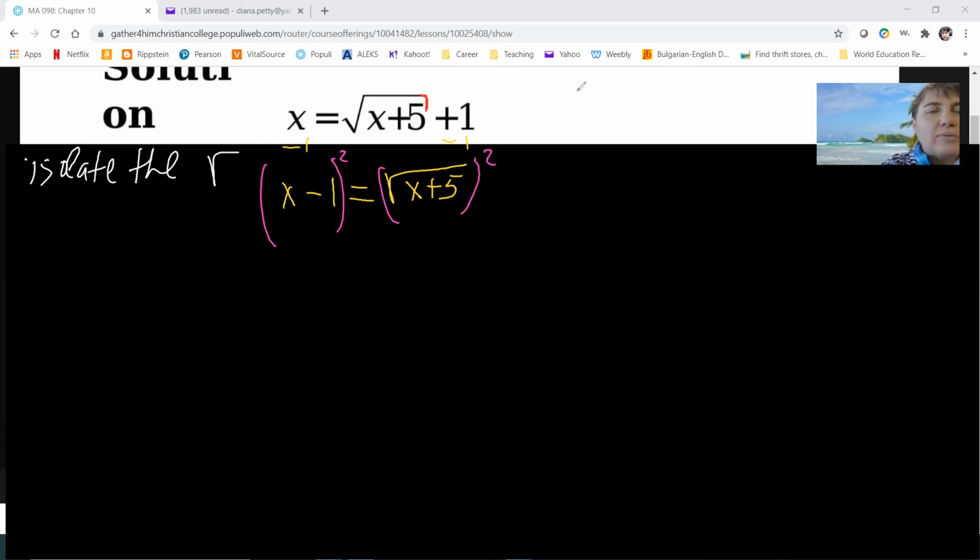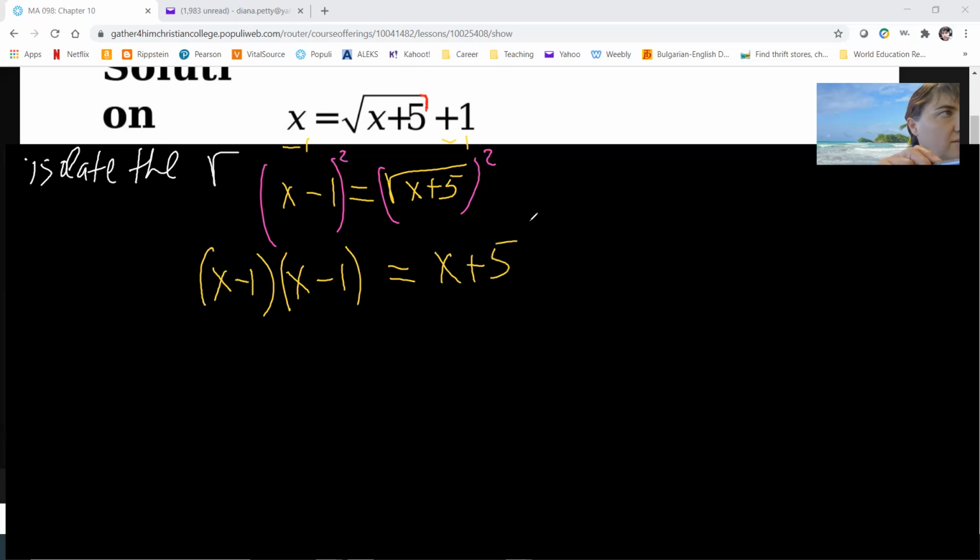No. Okay, now what you can do is just FOIL it by itself, but don't forget, you need to FOIL it by itself. This is not x squared minus 1 squared. No, you need to multiply it by itself. And the other side is just x plus 5, right? Because the square root cancels.